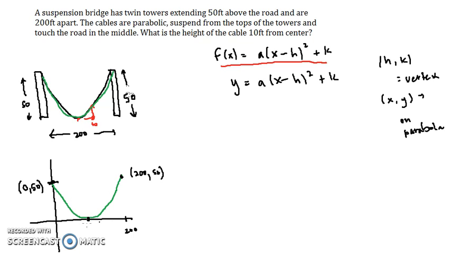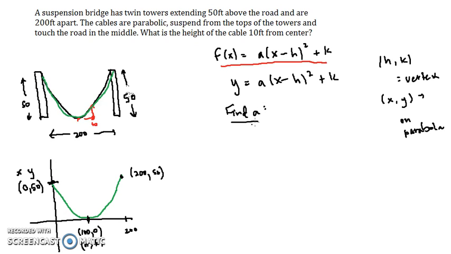The vertex has to happen halfway across at 100. So we've got 100, and then we've got no height, so we've got 0. So 100, 0 is going to be our vertex. That's our h and our k. And then our x and our y can be either of these points over here. I'm going to use this one because it's got a 0, and 0 usually makes life easier. So we've got our h and our k and our x and our y, and we're going to put that into this equation so that we can find A.